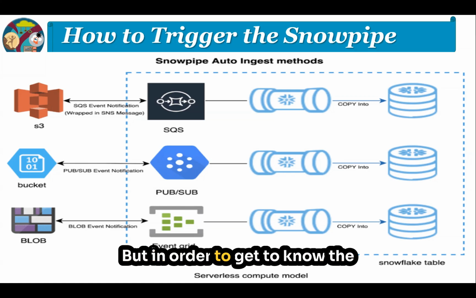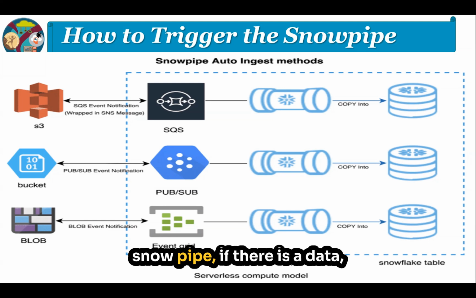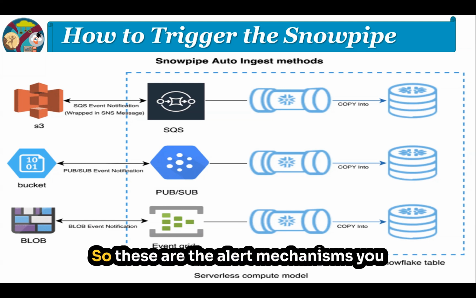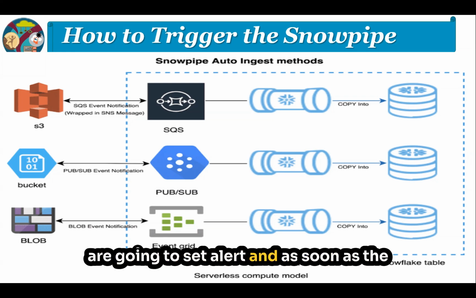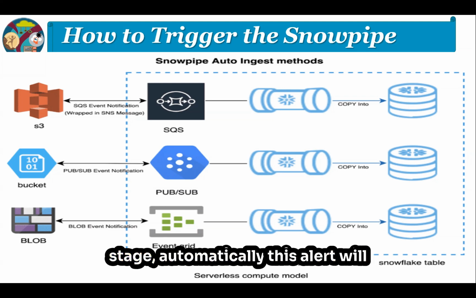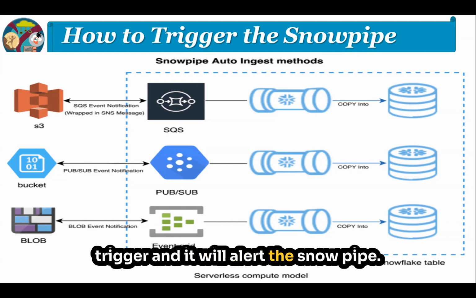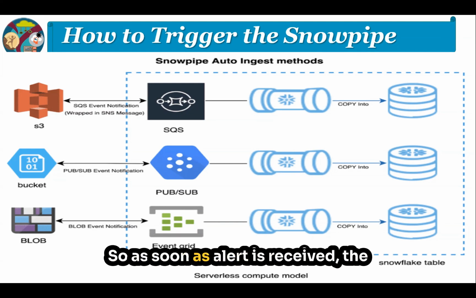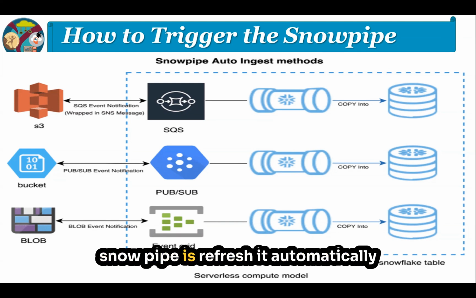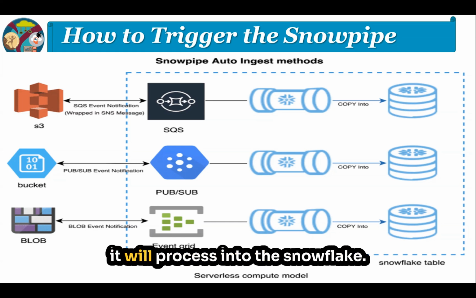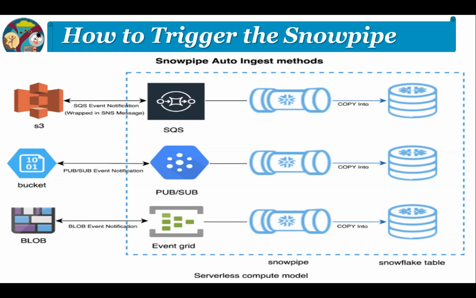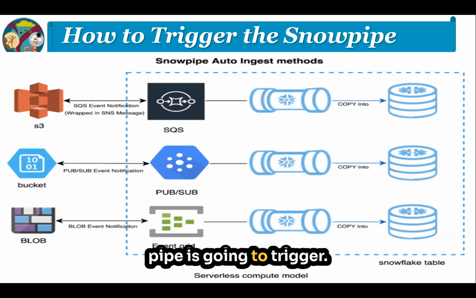But in order for the Snowpipe to know that new data has arrived, we need to set up something, right? These are the alert mechanisms. You set an alert, and as soon as the feed file arrives in that particular stage, this alert will trigger and alert the Snowpipe. As soon as the alert is received, the Snowpipe refreshes automatically, picks up the new data, and processes it into the Snowflake table. This is how the Snowpipe is going to trigger.